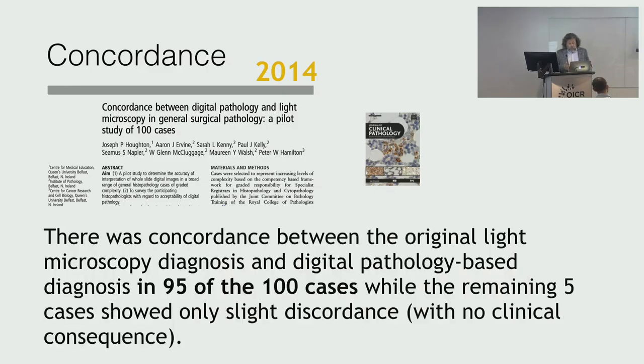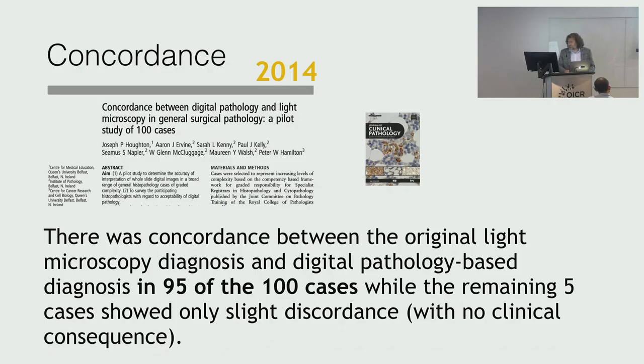For example, you take 100 cases, give them to one pathologist and say, look, diagnose them based on the image. Then wait 2 weeks, don't do anything, and look at the same 100 patients again, this time diagnosing them with a microscope. Would we get the same result? In this study, 95 out of 100 gave the same result, and the 5 discrepancies were only slight discordance.